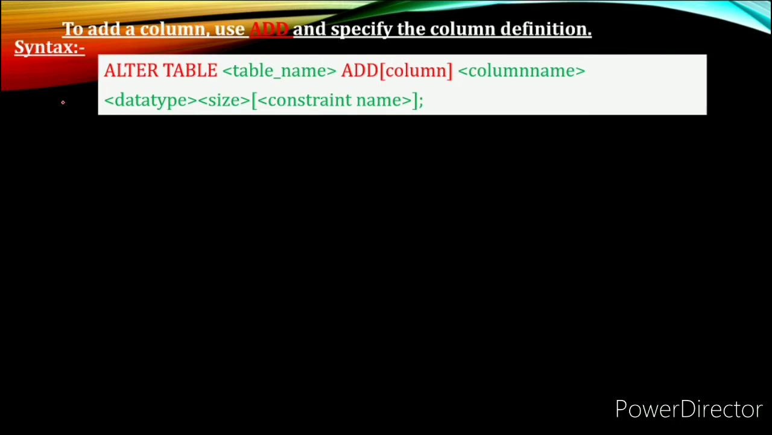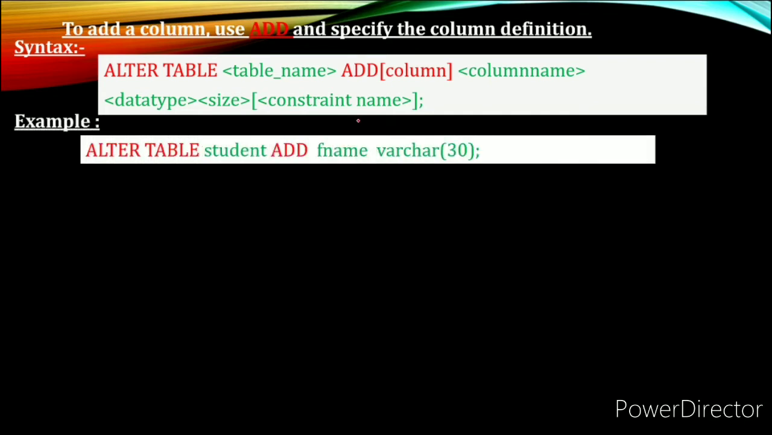Now suppose that we want to add one more column in the table. With the help of the add clause we can perform this. The syntax is alter table, table name, add column, column name, its data type, size and constraint name. This is an example: alter table student, and we want to add one more column. The name of the column is fname. So fname is a new column, with its data type and size. Here the column keyword is optional, either you can use it or ignore it.